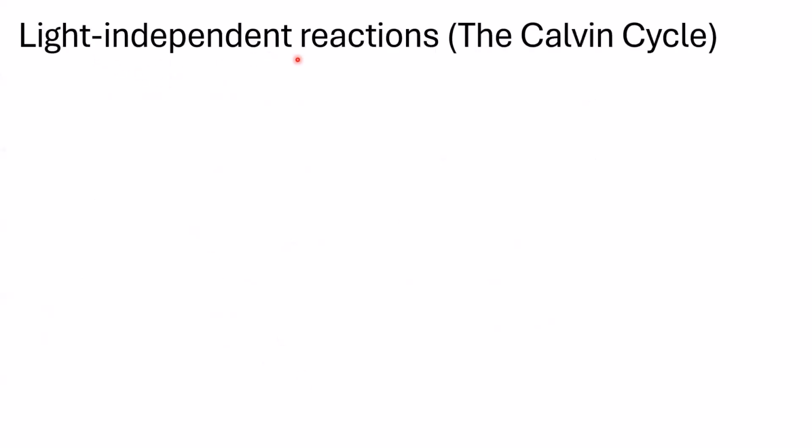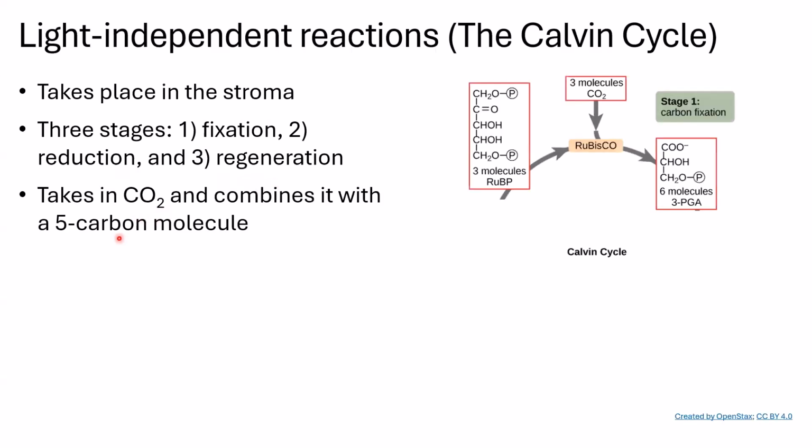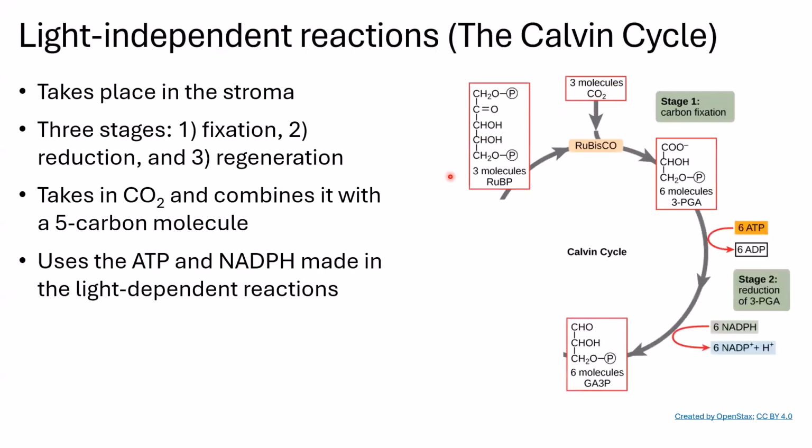The light-independent reactions take place in the stroma of the chloroplast and can be broken down into three stages: fixation, reduction, and regeneration. It starts with taking carbon dioxide and combining it with a 5-carbon molecule. During this process, the ATP and NADPH produced by the light-dependent reactions is used. This means that even though these reactions don't directly depend on the light, it is still necessary to produce the ATP and NADPH that's needed for the light-independent reactions to occur.